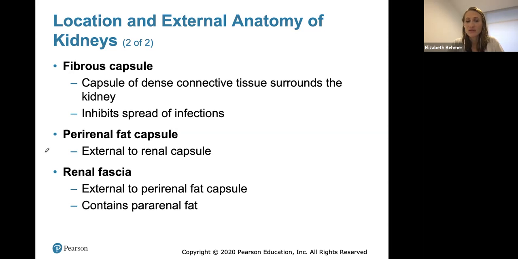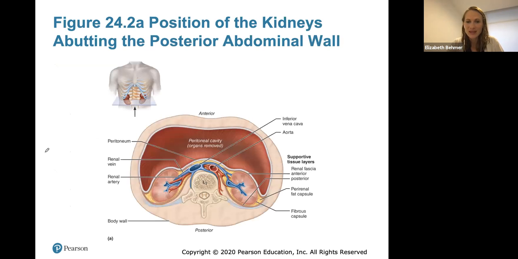The perirenal fat capsule is external to the capsule, and the renal fascia is external to the fat capsule, and that contains perirenal fat. So your kidneys are very situated nicely in that retroperitoneal space. So here we have the peritoneal cavity with organs removed, and with the peritoneum layer, and you can see how the kidneys lie behind that. So retroperitoneal, they're behind that peritoneum cavity. And then you can see the supportive tissue layers surrounding the kidneys as well.